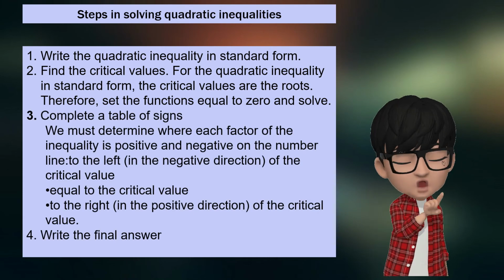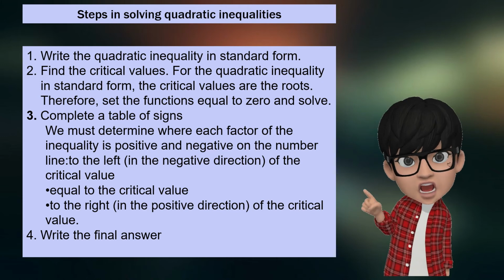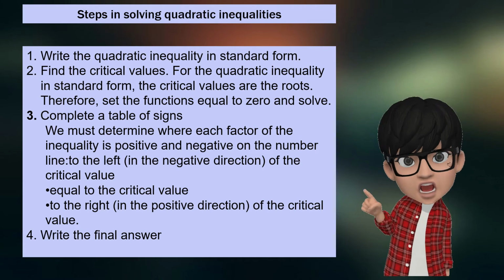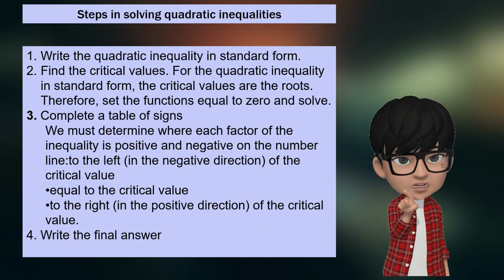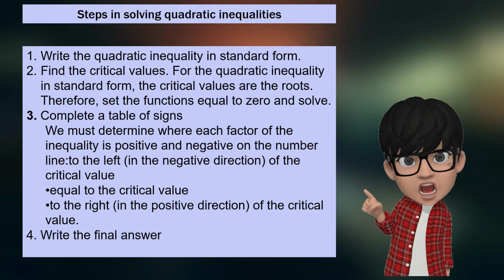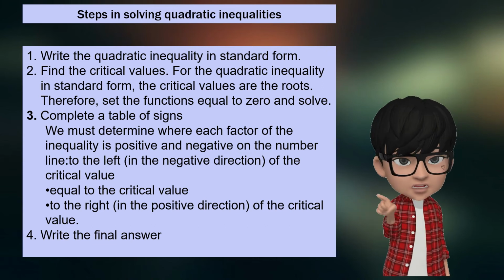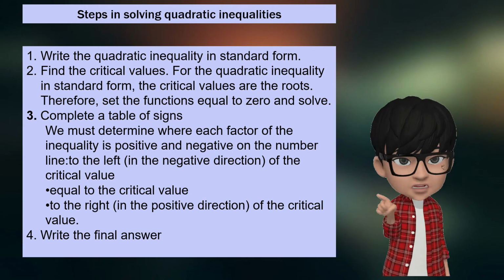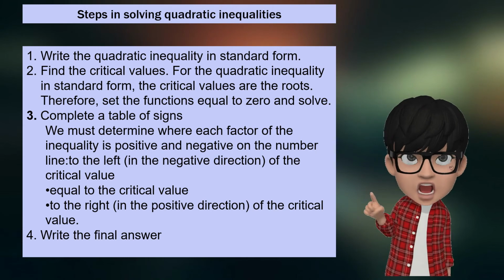Number 3, complete a table of signs. We must determine where each factor of the inequality is positive and negative on the number line: to the left in the negative direction of the critical value, equal to the critical value, and to the right of the critical value. Then write your final answer.